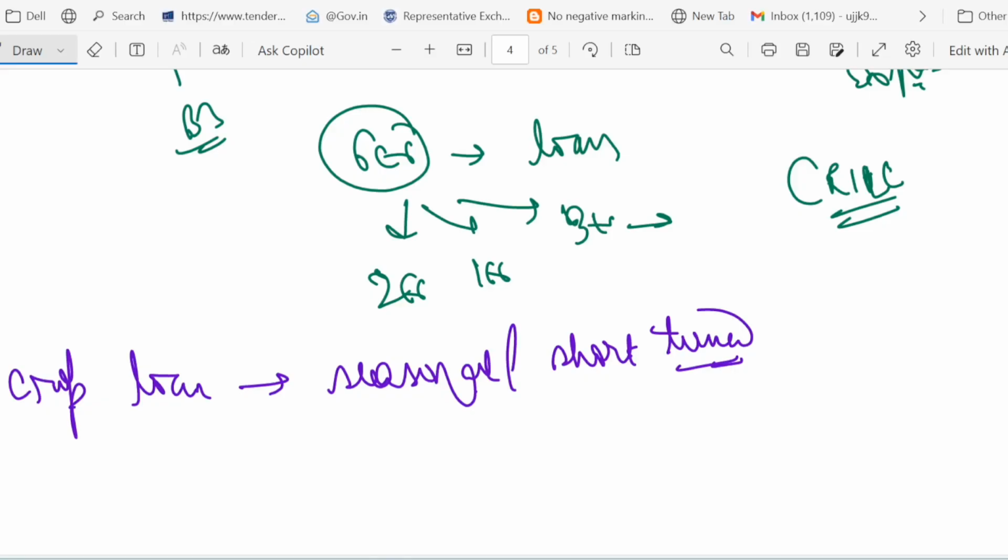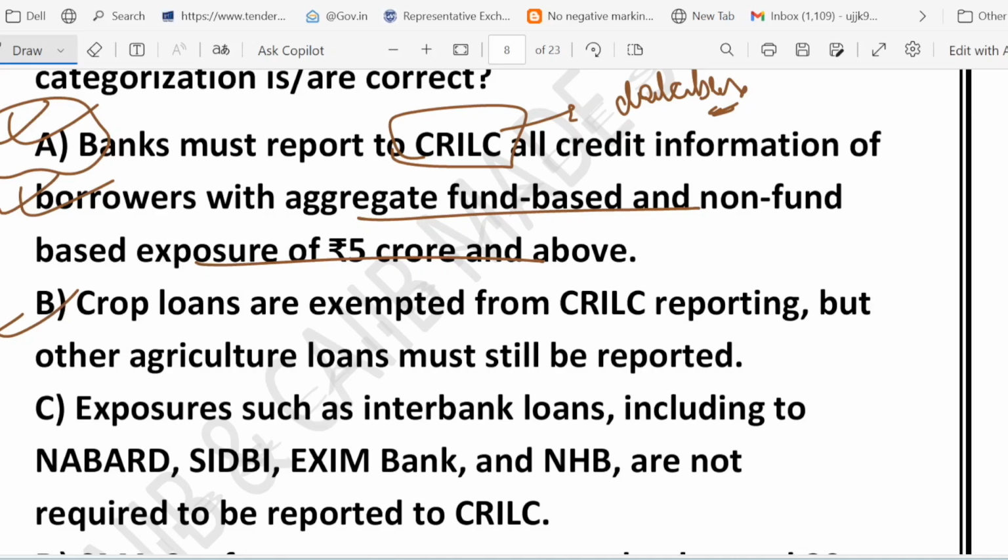But if it is another type of agriculture loan like a tractor loan or warehouse loan, it must be reported. But a crop loan need not be reported under the CRILC, whatever be the amount.